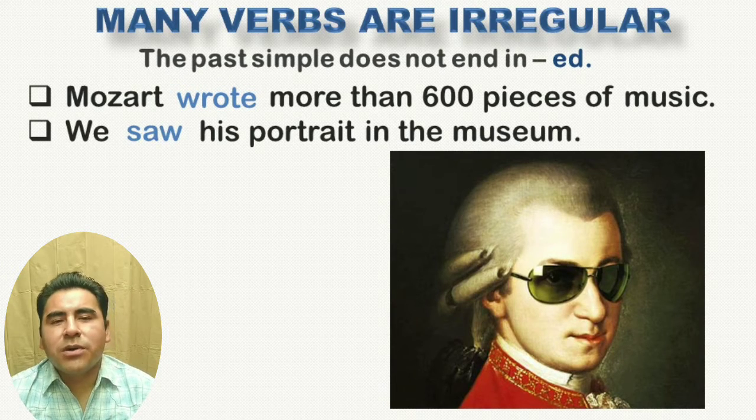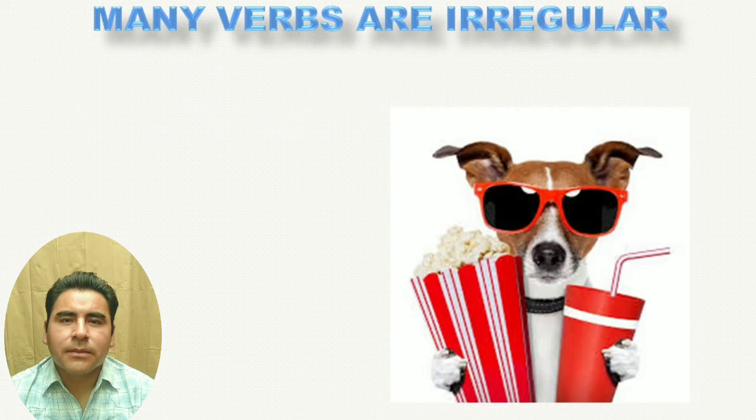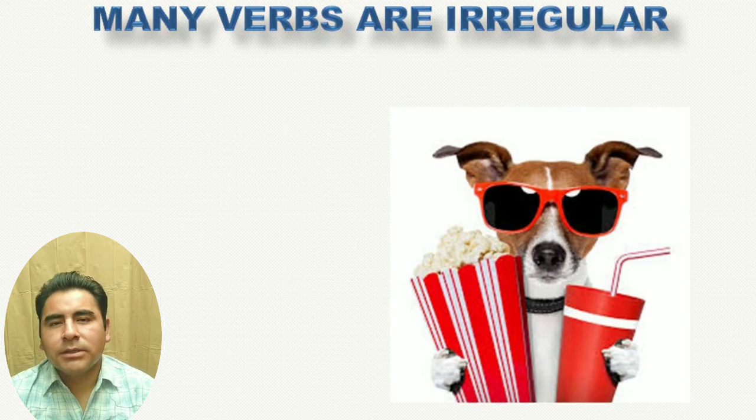We saw his portrait in the museum. So, it's the past of see. Don't forget, we are using only the simple past of the verbs. It is important. That's why it's highlighted or bolded in blue color. Let's continue now with the next slide.